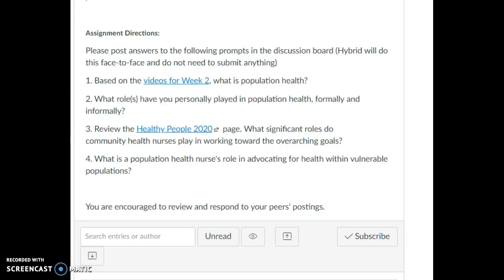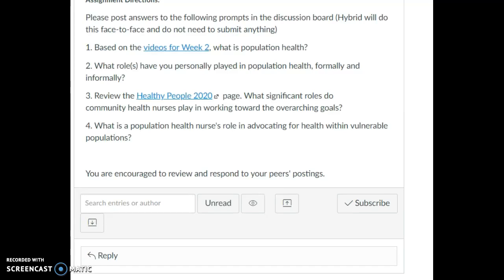So the third part is looking at the Healthy People 2020 initiative, and that link will take you directly to that page. And you need to discuss what significant roles community health nurses play in working toward these overarching goals. And then finally, what is the population health nurse role in advocating for health within vulnerable populations? So this isn't just an awareness, but really advocating for these populations at an individual and as a whole population level.